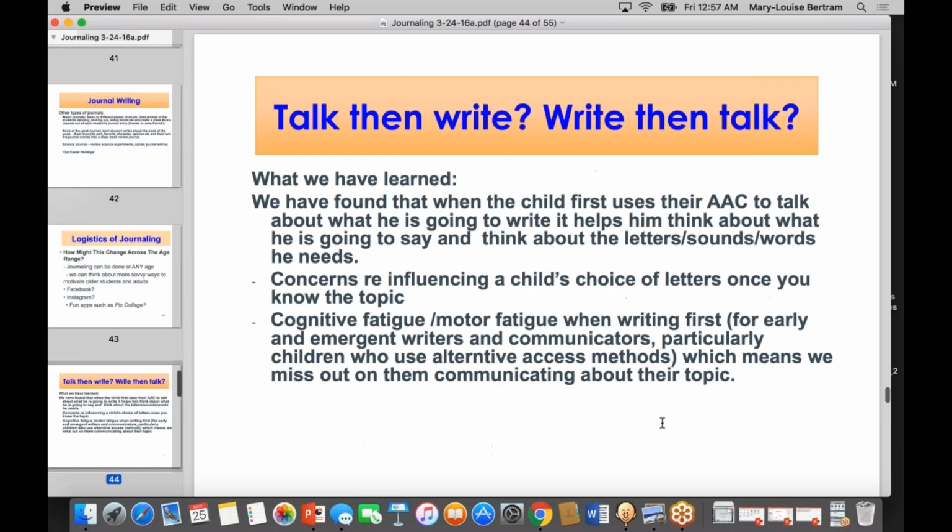Fabulous. What's the next one? Oh, so we talked about this, about what we've certainly learned here on our journey of, do we talk then write, do we write then talk? As it stands at the moment, what we've found works best is talking with AAC first and then writing. But it may be that in your class you try lots of different things and you see what works.